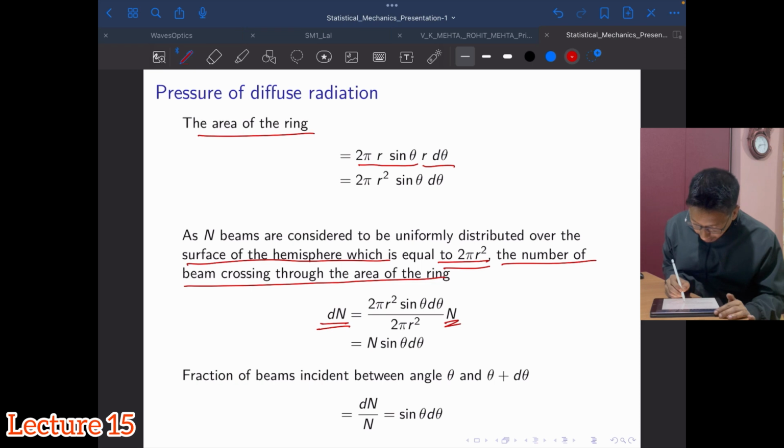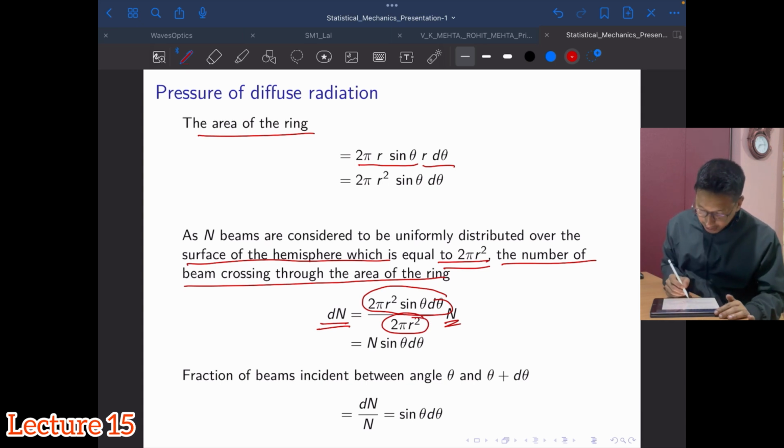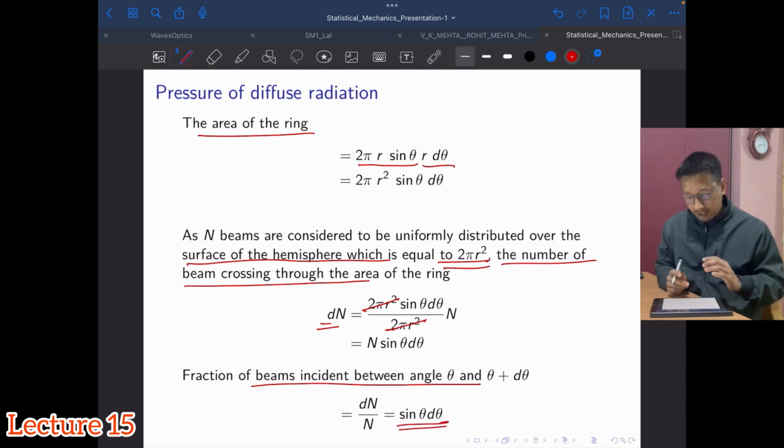So on the numerator it is given by 2 pi R square sine theta d theta, the area of the ring through which these beams of radiation are passing, and then the denominator is the area of the hemisphere. So ultimately we will get what? The 2 pi R square will cancel out, isn't it? So I will have n into sine theta d theta. So the fraction of beams incident between angle theta and theta plus d theta will be given simply by dn by n, which is sine theta d theta.